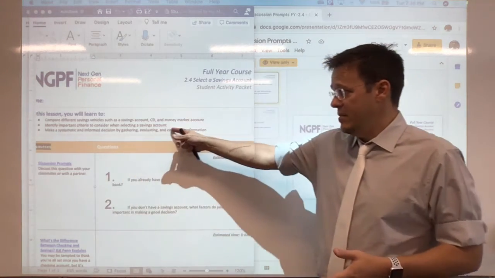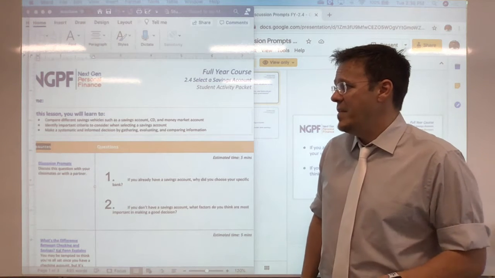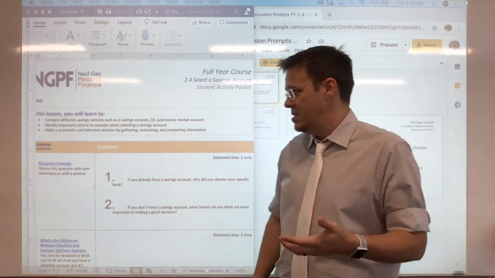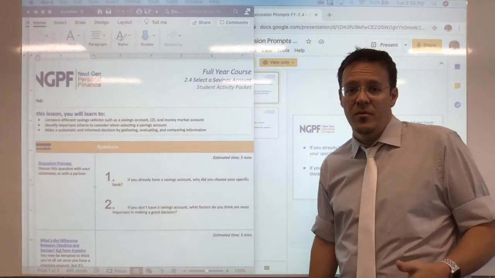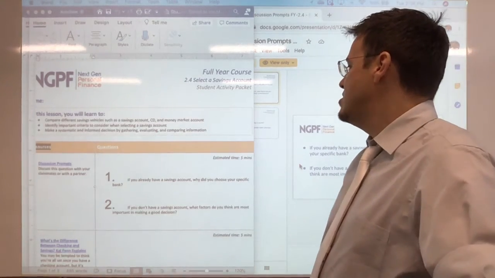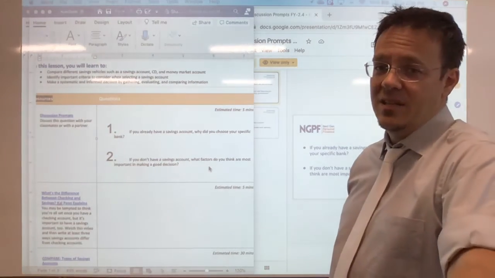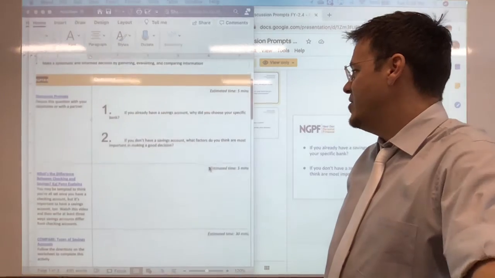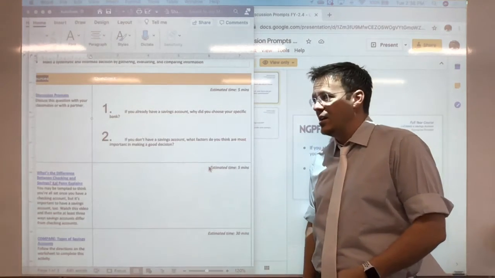Okay, and then identify important criteria to consider when selecting a savings account and make a systematic and informed decision by gathering, evaluating, and comparing information. It's very important that you do all of that. If you already have a savings account, why did you choose it at the specific bank? And if you don't have one, what factors do you think are most important in making a good decision?